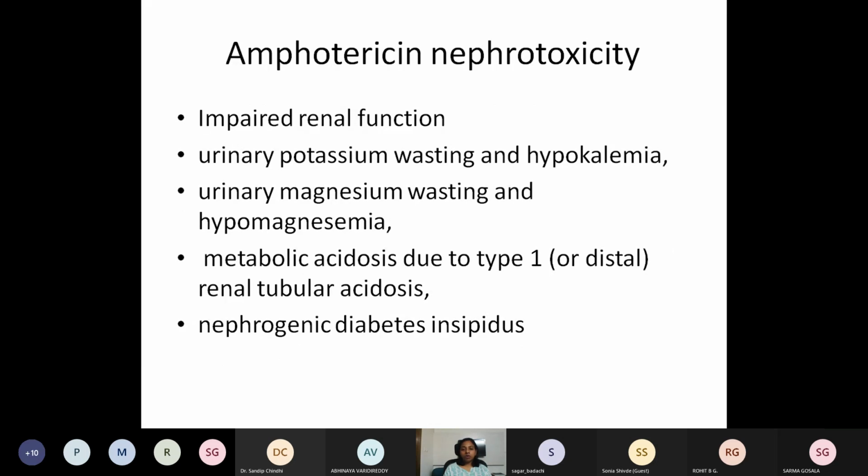So amphotericin nephrotoxicity. This is one of the most common side effects, and this is what we worry about, and we need to closely monitor. And this is one of the limiting factors in amphotericin use, and this is the reason why we have newer drugs today. The renal side effects are impaired renal function, an elevation in the creatinine, urinary potassium wasting and hypokalemia, urinary magnesium wasting and hypomagnesemia, metabolic acidosis due to renal tubular acidosis, and nephrogenic diabetes insipidus.